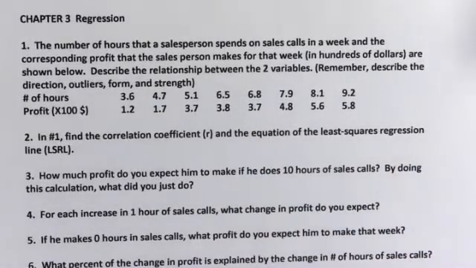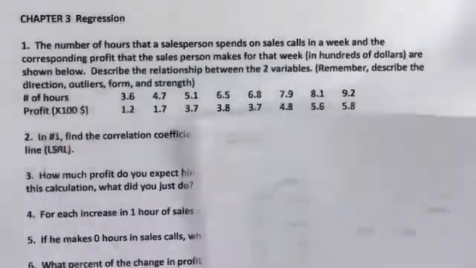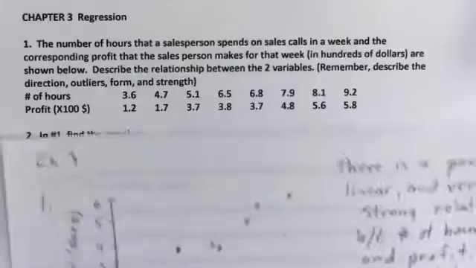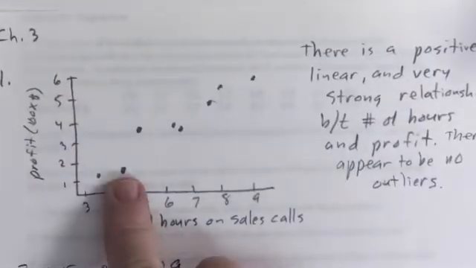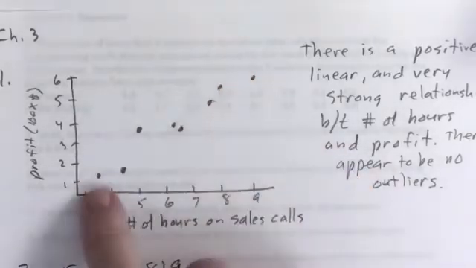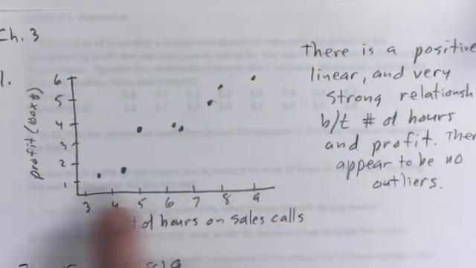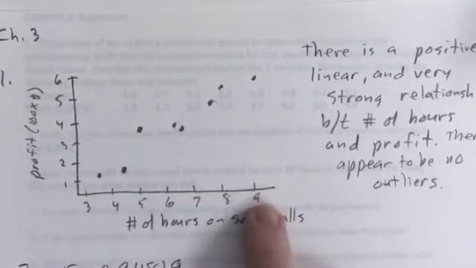So the first thing you have to do is make a scatter plot. In other words, graph these in essence as XY coordinates. So that's what I've done there. You just graph 3.6 and 1.2, and then graph 4.7 and 1.7. So it's just plot those points just like you did back in algebra. Make sure and label the axes, both of them, and scale both of the axes. And so there you go.